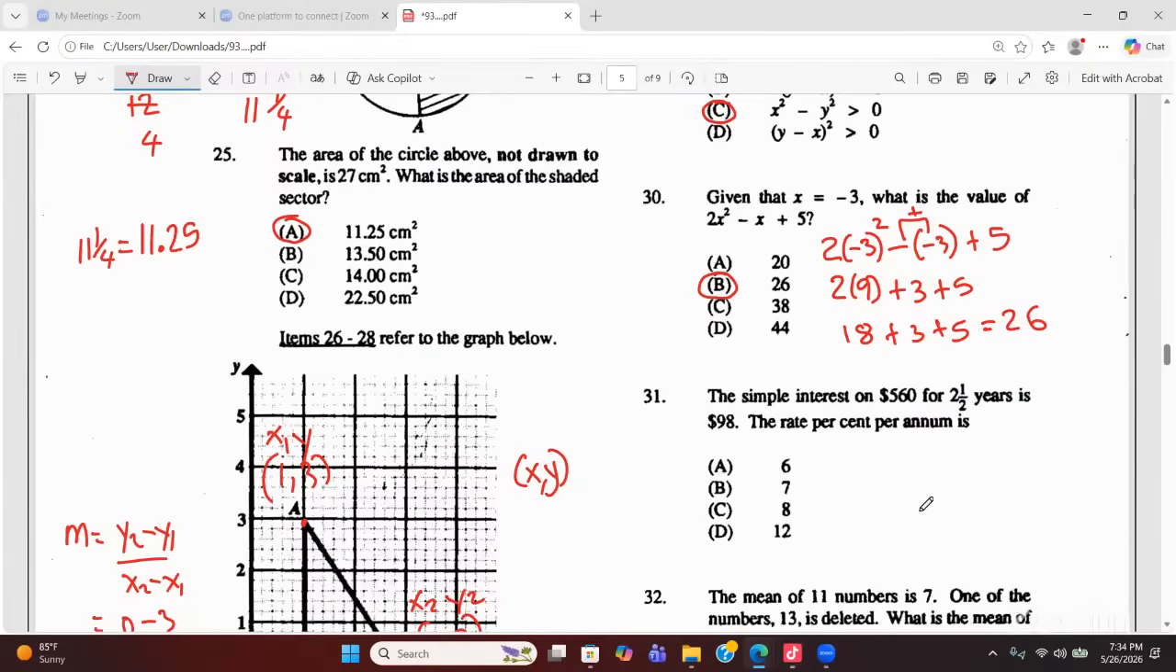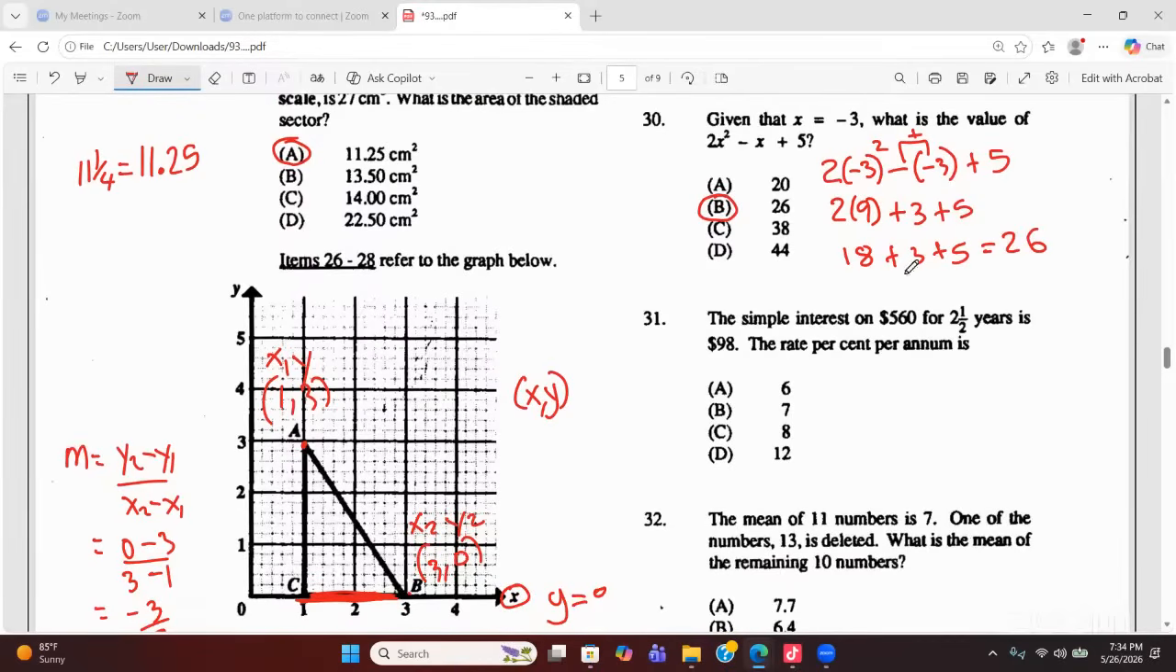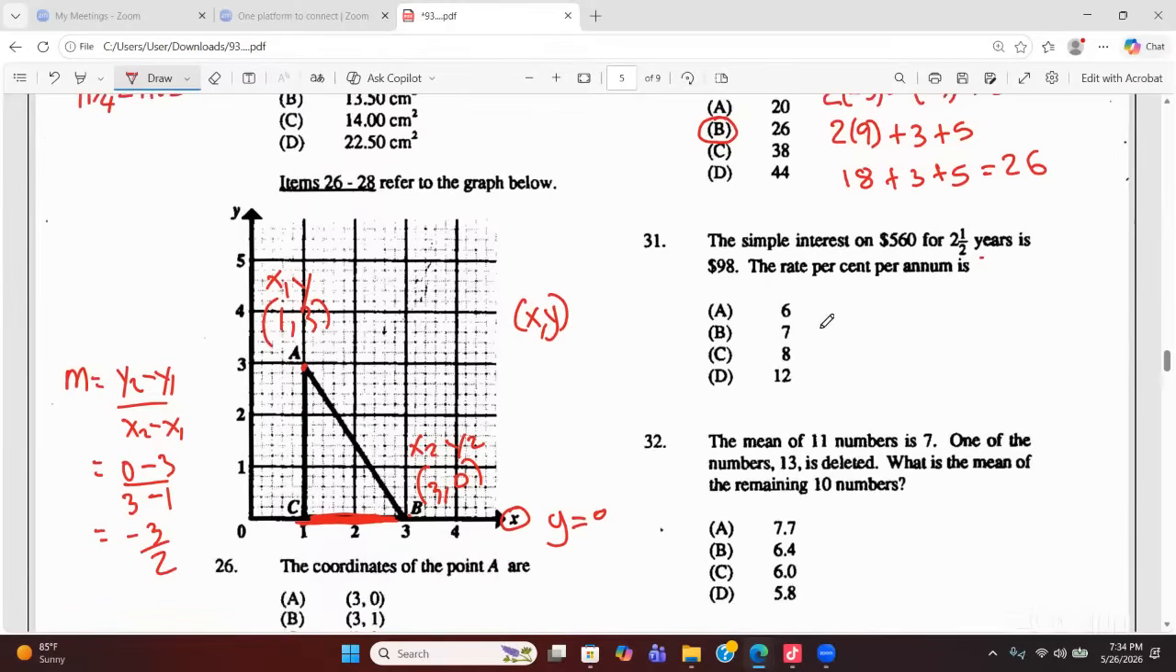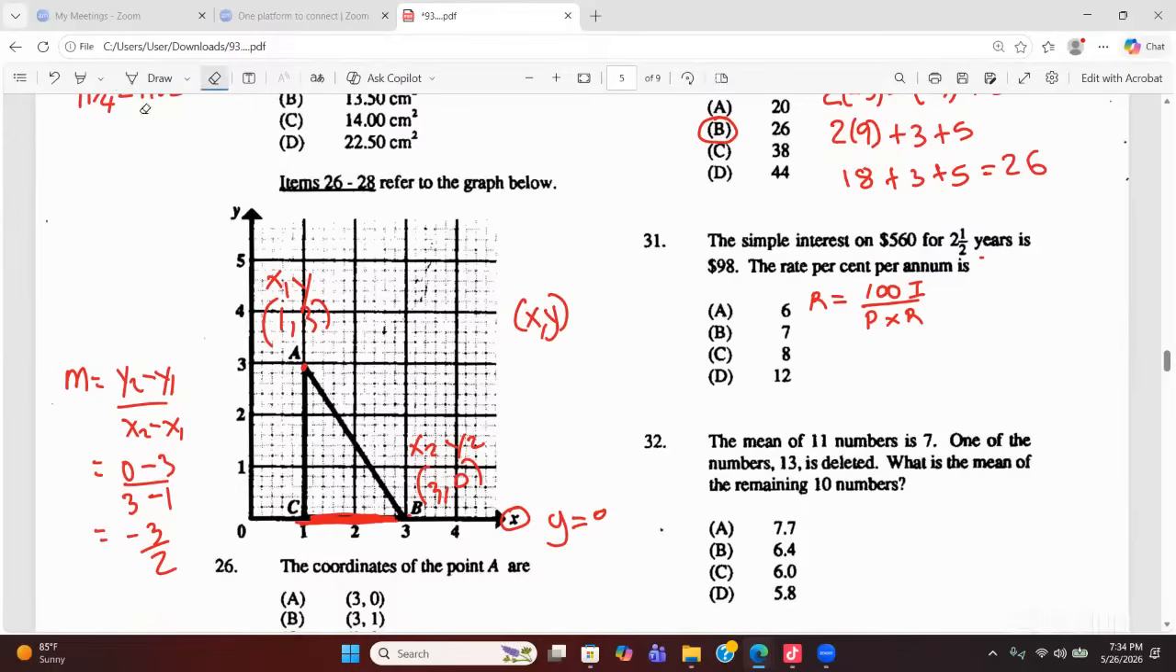All right. Let's go to question 31. Question 31 says the simple interest on 560 for 2.5 years is 98. What is the rate? You're going to have to work out this one. Every now and then a question comes where you have to work. The rate is always given by 100 times your interest divided by P times your T, because we're finding R.